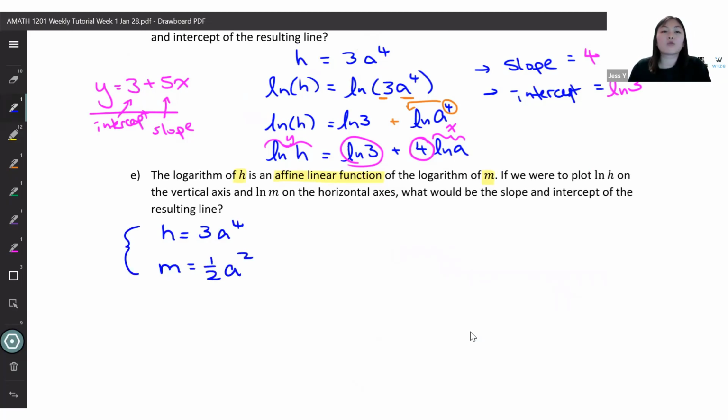We need to somehow rewrite them in terms of one equation here. I want you guys to think about this, okay? Try to make an equation that just has m and h in it. And if you can get to that point, figure out what the slope and intercept is once you log both sides. I'll give you guys a minute or two to try this out.